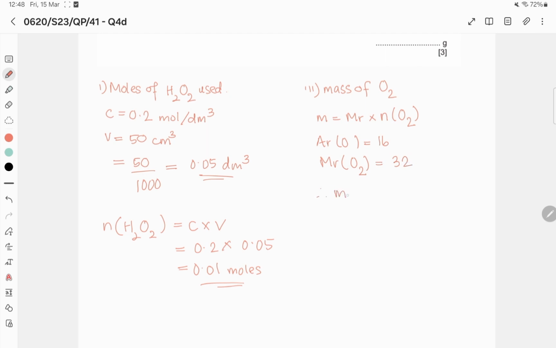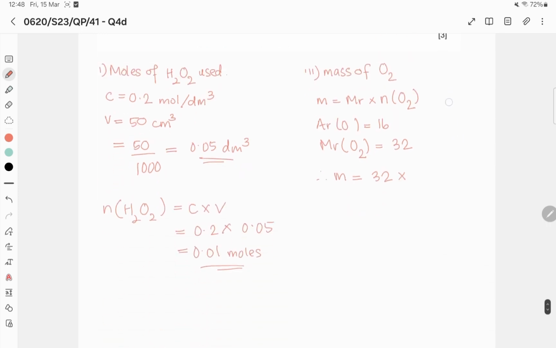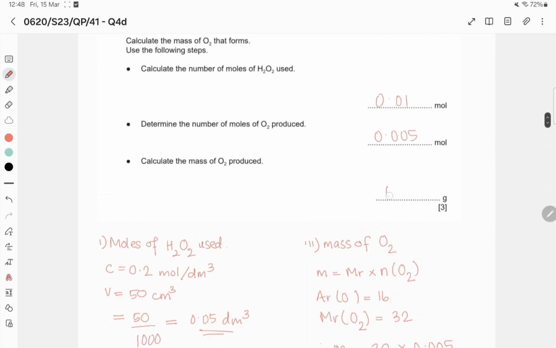Therefore, the mass is equal to 32, which is the Mr, multiplied by the number of moles of oxygen, which is 0.005, which is equal to 0.16 grams.